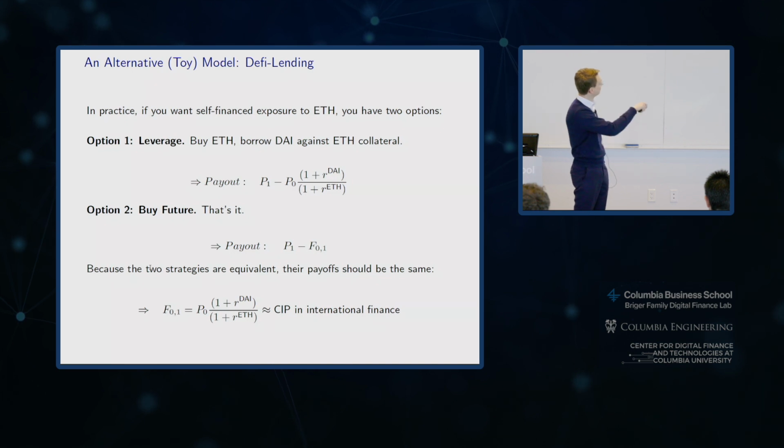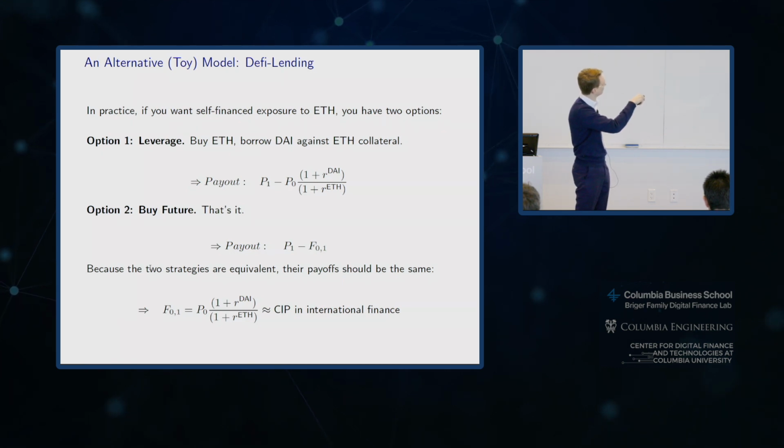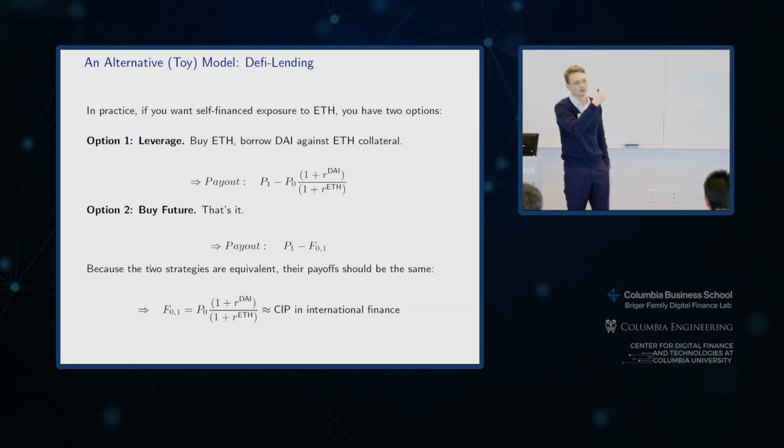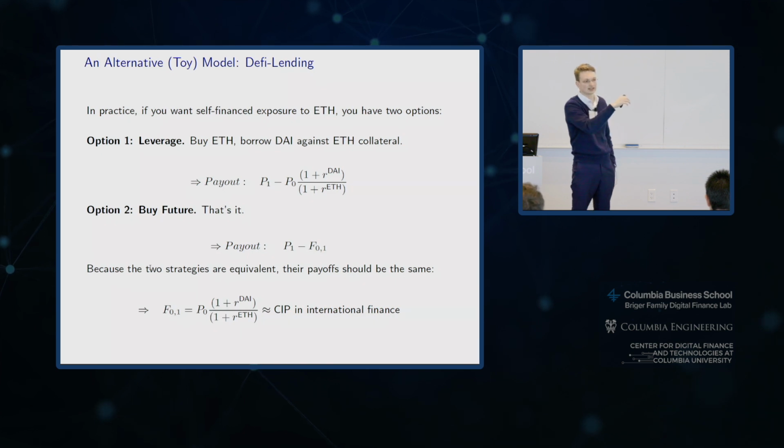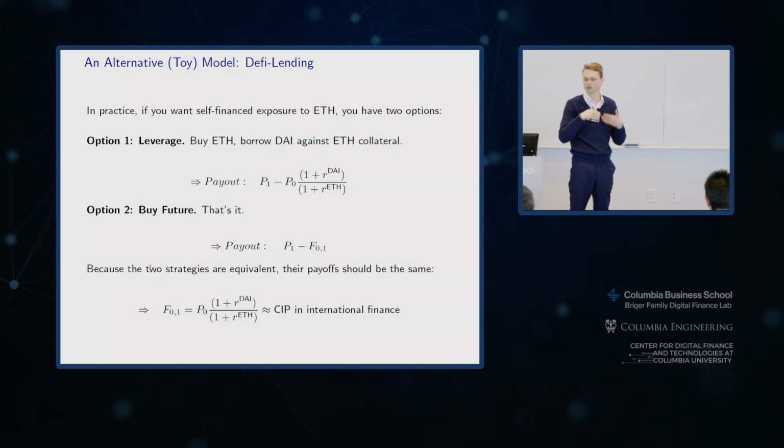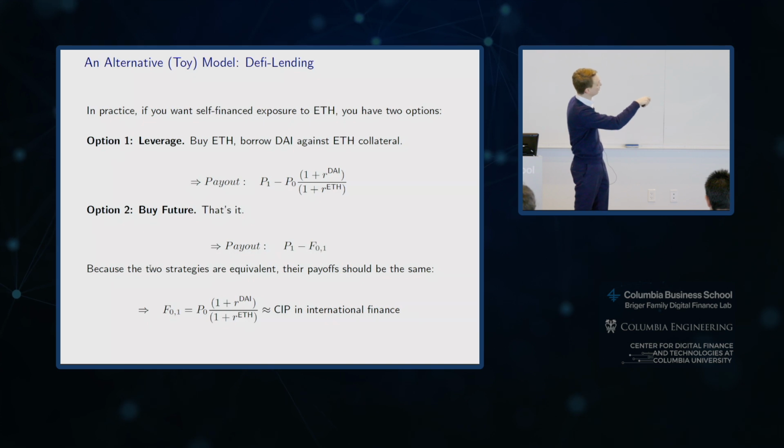And if you do that, the payoff you're going to get is the price at time 1, minus how much you put in as money, plus how much it costs to finance the position, which here is going to be that you have to pay 1 plus r DAI. But then you get the Ethereum, which you can then lend to somebody else. And even though you lend it, you're still going to keep the position that you want. So you get an additional bonus from the fact that you can lend the ETH on the platform.